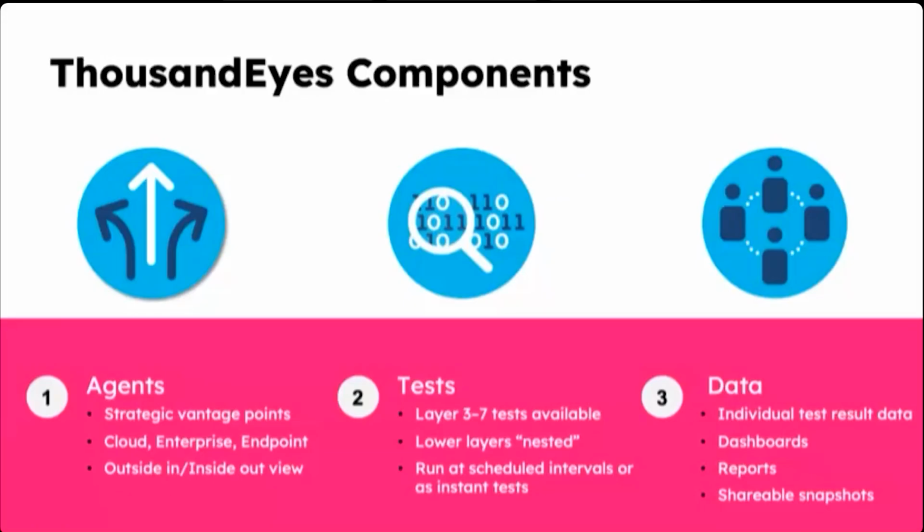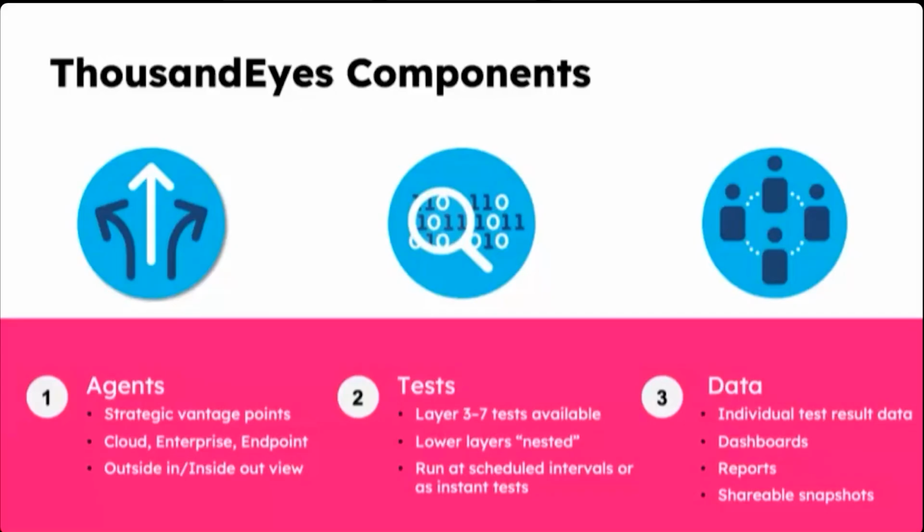So let's look at the higher-level components. There are three main components with ThousandEyes. First is agents, then you have tests, and then you have the data that is generated with these tests. Agents, in ThousandEyes terminology, we call vantage points. These vantage points are like agents that can be deployed inside or outside of your network. We have three types of agents: cloud, enterprise, and endpoint agents.